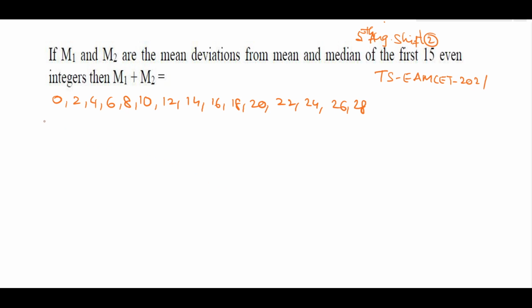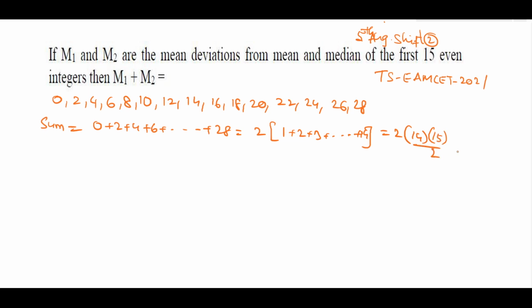Now we find the sum of all these numbers. The sum is equal to 0 plus 2 plus 4 plus 6 up to 28. Take 2 common, that is 1 plus 2 plus 3 up to 14. That is equal to 2 into 14 into (14 plus 1), 15 by 2. This is the sum of the first n natural numbers, n into (n plus 1) by 2. This is the formula. Here n is 14, that is 14 into 15 by 2. Here the 2s cancel, that is 14 into 15, which is 210.